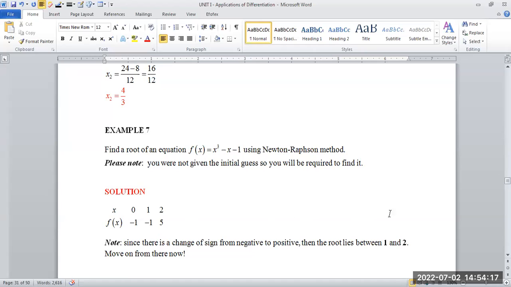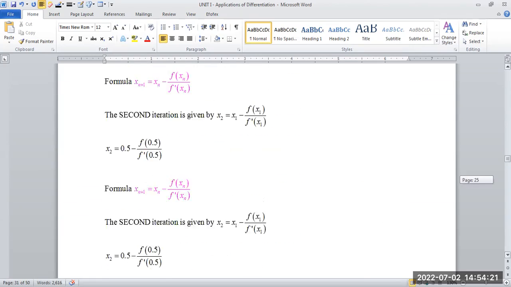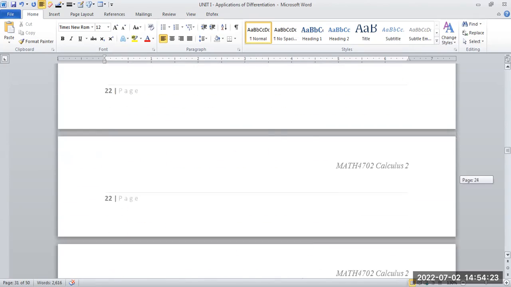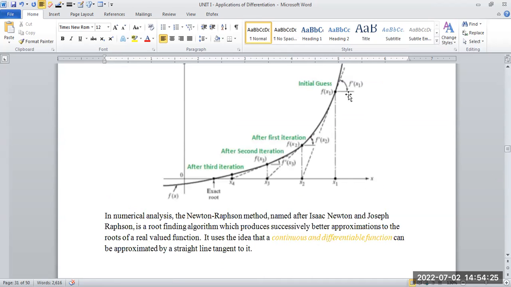Yes, sir. Yeah, man. Let me just go and show you again. When you look at the diagram I have up top here, I am positive, positive, positive, positive, positive, positive. And when I reach my exact root here, then I turn negative, negative, negative, negative.